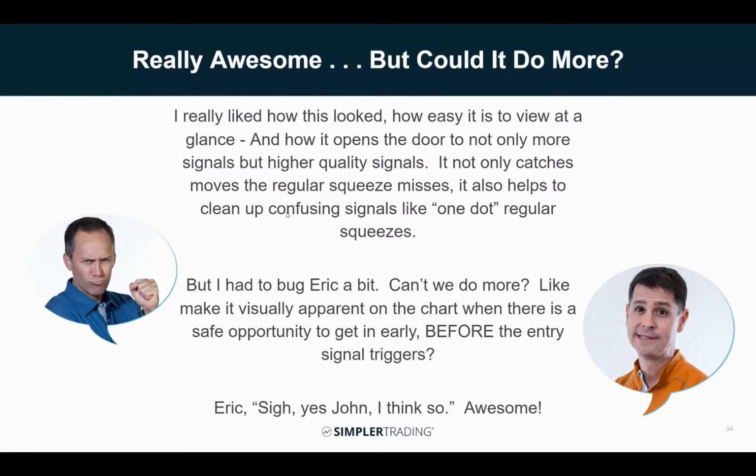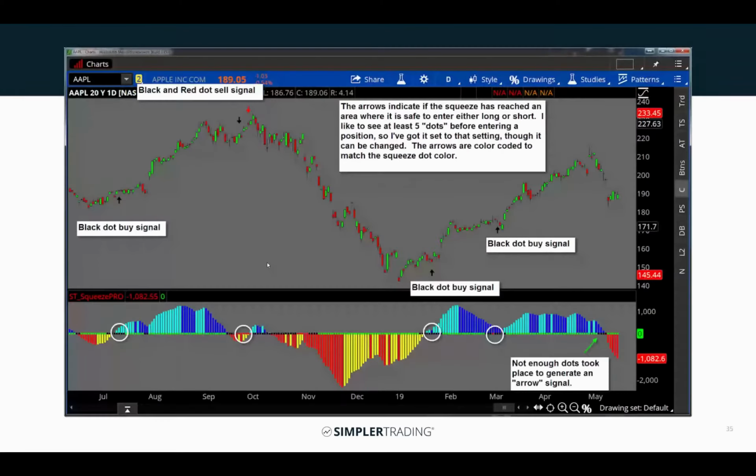So he dove into this, and the next thing I wanted to look at is, because the biggest question I'll get with stuff like this is, okay, how do I know when to get in? So typically what I like to do is when I see a squeeze, I like to wait 5 dots, okay? And after 5 dots, is there a buy or a sell signal? Now that signal could change, but oftentimes after 5 dots, if everything's cooking with gas there, that's typically the ideal entry.